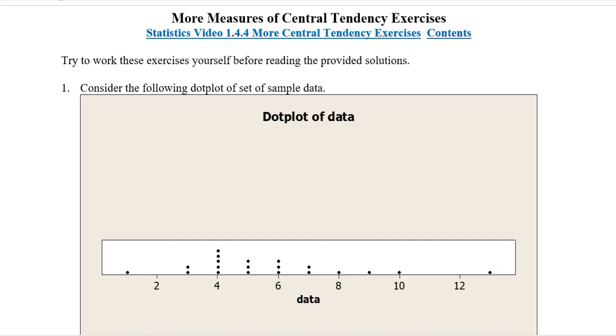In this video, we're going to go over a series of some more exercises about measures of central tendency to get us a little bit more practice computing these things and also maybe interpreting them a little bit along the way. So I'm going to try to throw at you several different types of exercises and see what you can do with them.